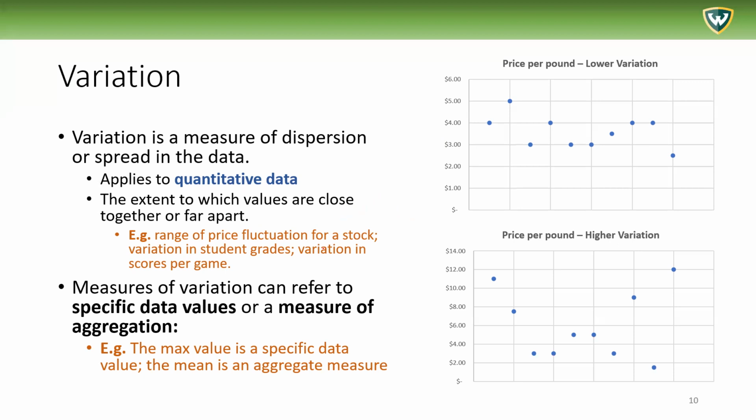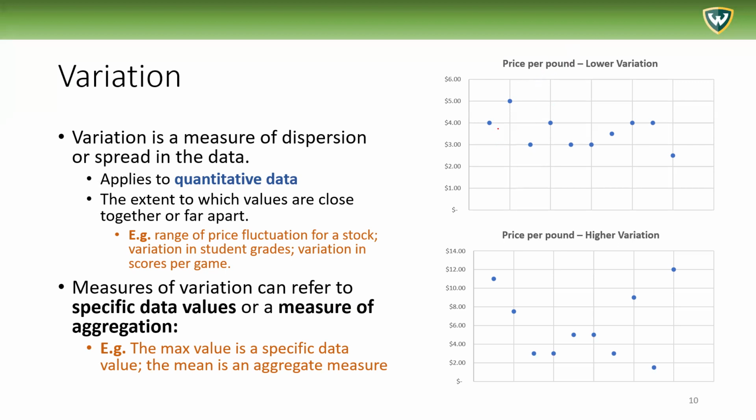Variation in student grades, variation in scores per game, any kind of quantitative variable for multiple instances is going to have some variation, unless it's always the same, and usually that's not the case. So measures of variation can refer to specific data values or an aggregate measure. For example, the maximum value is a specific data value. The minimum value that you find is a specific data value, but the mean is an aggregate measure. It's the sum of all the values divided by the number of instances. It's an aggregation.